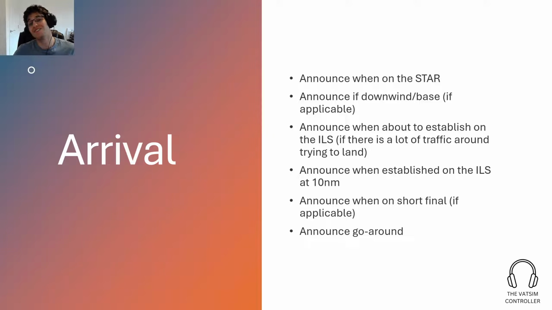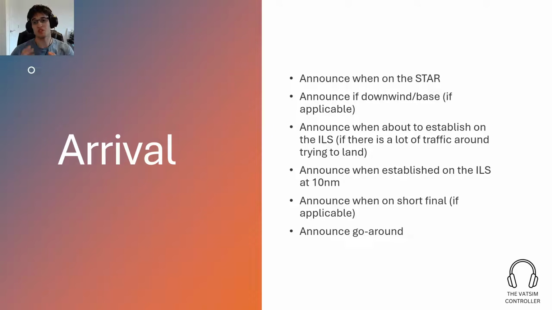So always announce when you start the STAR. The first waypoint of the STAR, you should always announce. Let's take Manchester for example. The first waypoint of the Elvos 1M arrival for Manchester is Elvos. So when you approach Elvos, you should just put out a quick transmission saying, Manchester traffic, Shuttle 4 Kilo at Elvos, Elvos 1M arrival for Manchester. That's all you need to say.